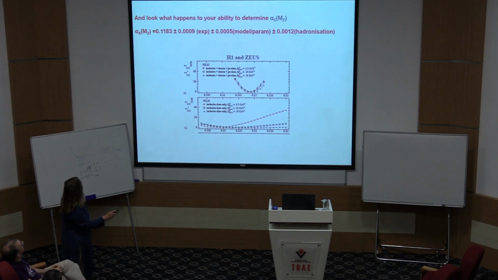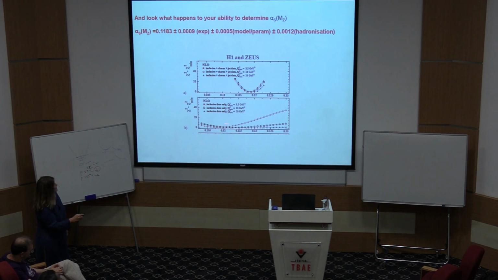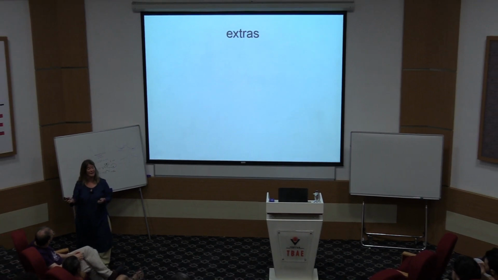And also, in fact, the determination of alpha S from the deep inelastic scattering data alone, right, inclusive data, had a very shallow parabola. If you put in the jets, you've got a much tighter chi-squared parabola and a much better determination of what alpha S is. This is 0.1183. The experimental error is only, well, nearly 0.001. And we also accounted for those model and parameterization and hadronization errors. So I think that's it, and it's 10 to 11, so it's time for our break, right?